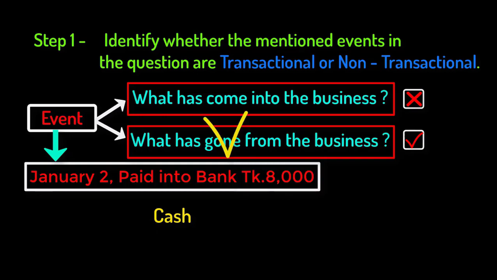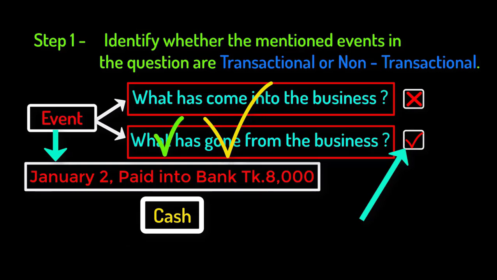See, among these 2 questions answered, you have got the answer to this question. Therefore, you can say that this event is a transactional event. This event is applicable for passing journal entries.